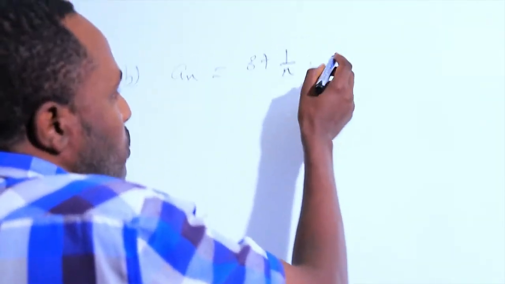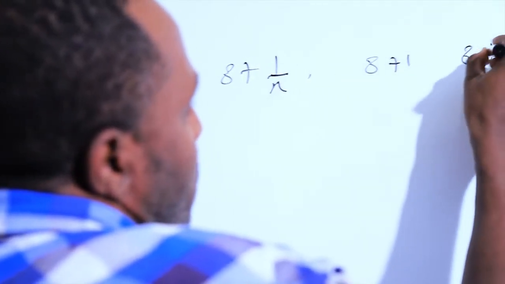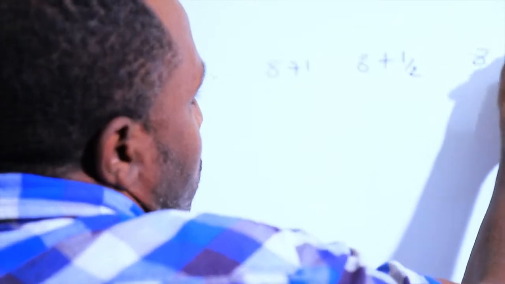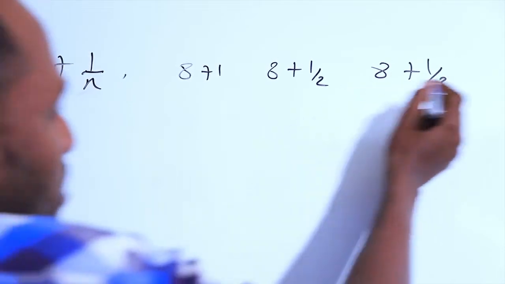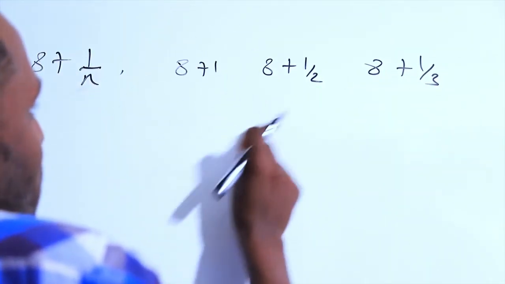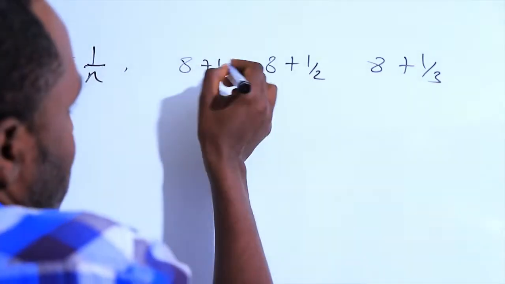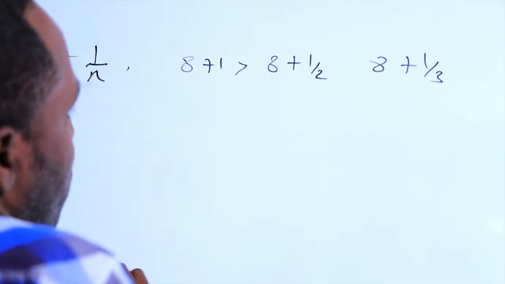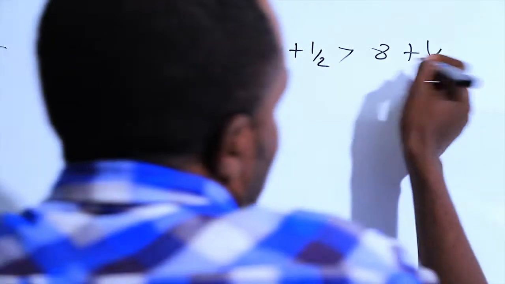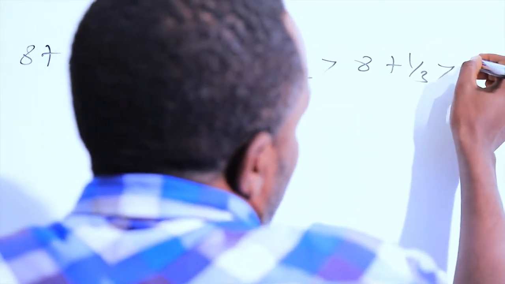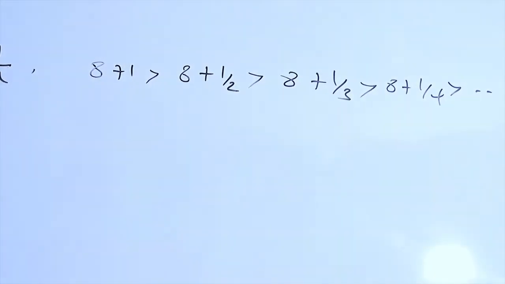When we show this for some few terms of the sequence, if n is 1, we can say 8 plus 1. If n is 2, we can say 8 plus 1 over 2, and 8 plus 1 over 3 if n is 3. Now when you compare 8 plus 1, 8 plus 1 over 2, 8 plus 1 over 3: 8 plus 1 is 9, 8 plus 1 over 2 means 8.5. Therefore 8 plus 1 is strictly greater than 8 plus 1 over 2, and again 8 plus 1 over 3 is greater than 8 plus 1 over 4, and we continue in such a way.